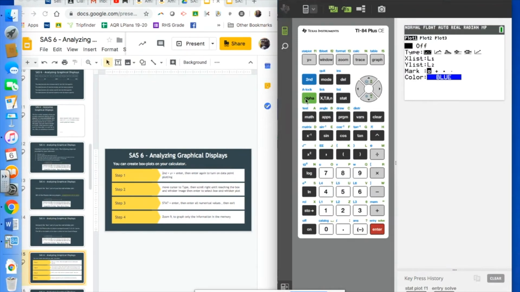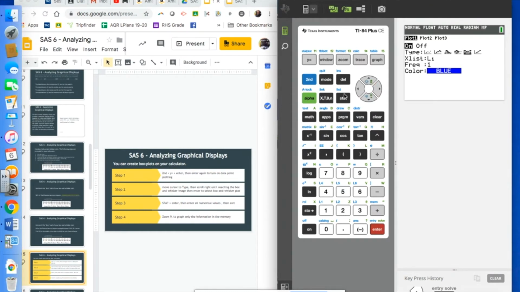Then I'm going to move the cursor to type, okay? So I'm going to move down, and I want to scroll right until I reach the box and whisker image. And that's this one right here. So I'm going to move it over until I get on that box and whisker image. So now I'm on it, I'm going to hit enter, and now the cursor stays on there.